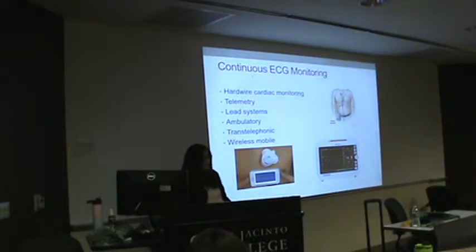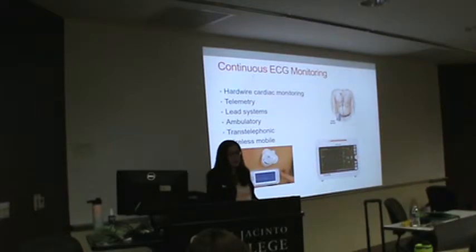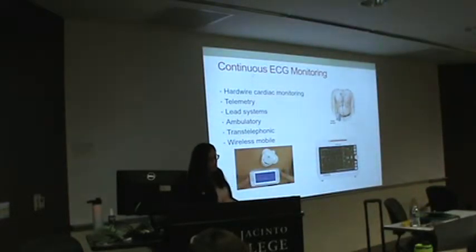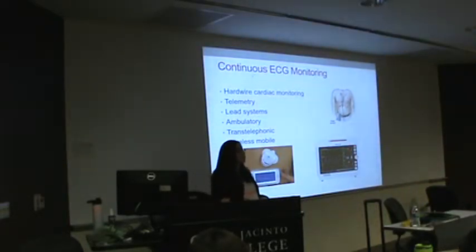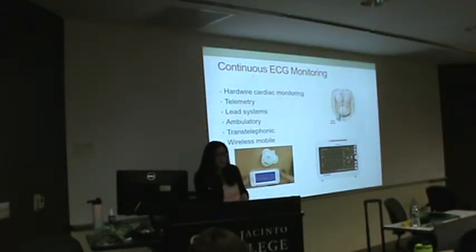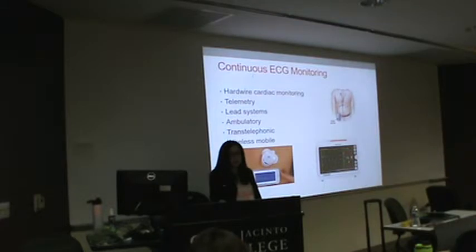So examples of continuous ECG monitoring include the hardwired cardiac monitoring. This is that bedside monitor that you see in the ICU during your rotation. I know you're getting very familiar with that. It's used to continuously observe the heart for dysrhythmias and conduction disorders using 1 or 2 ECG leads.